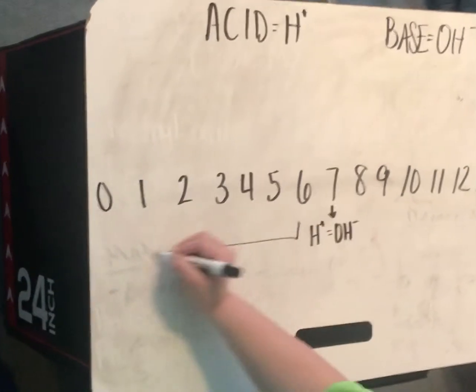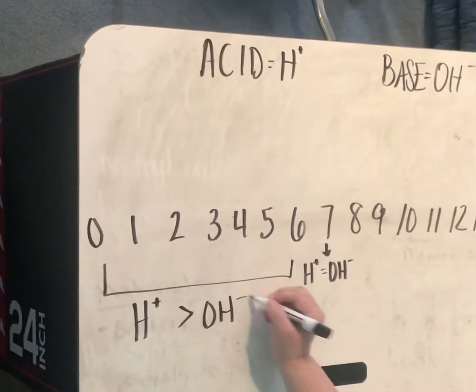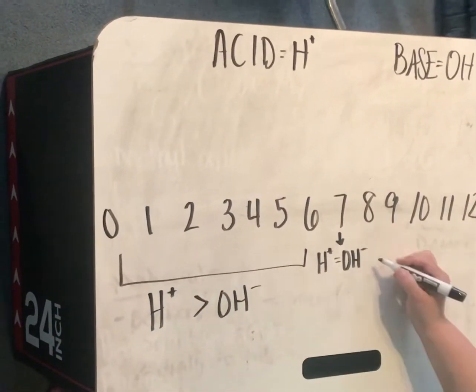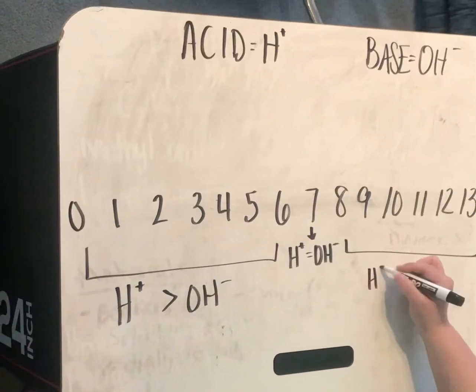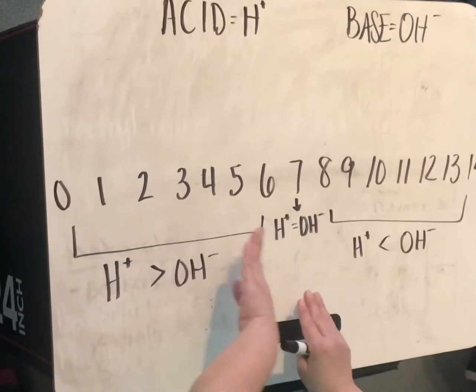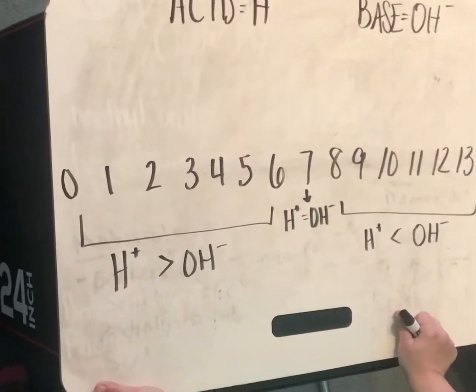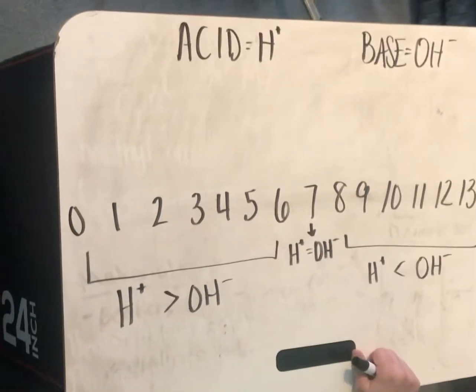Anywhere less than 7 is where there is more H than OH. And anywhere greater than 7 is where you're going to have more OH than H. So as I'm heading towards 0, much more H. As I'm heading towards 14, much more OH. Now, how does it actually change?